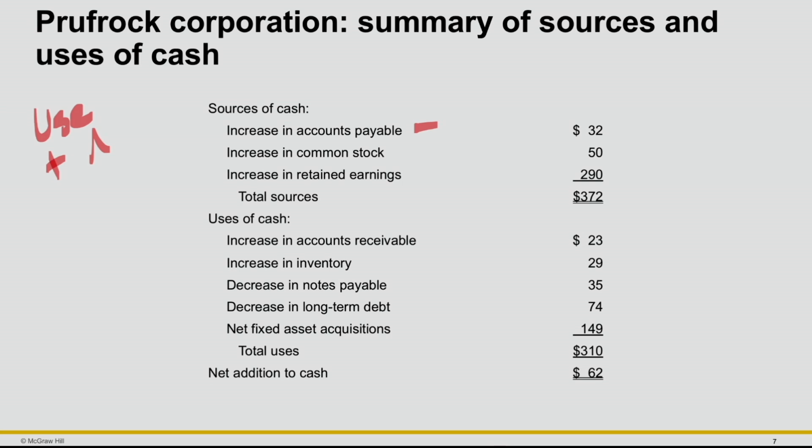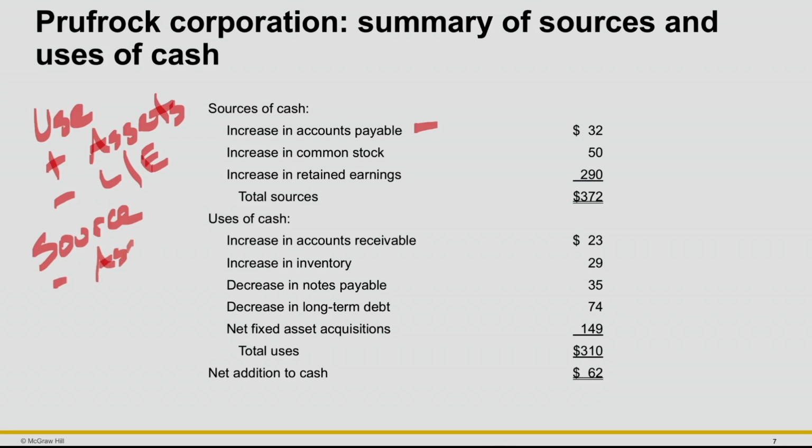So an increase in assets, a decrease in liabilities and equity, is a use. And then a source of cash would be a decrease in assets or an increase in liabilities and equities. All right, now let's go through this list.